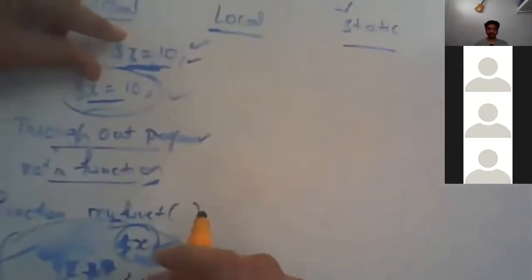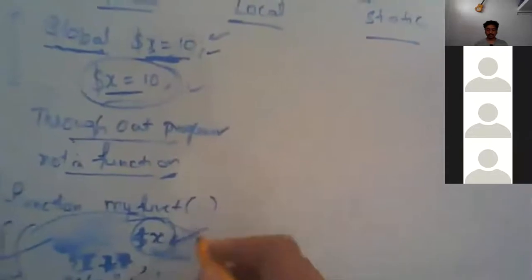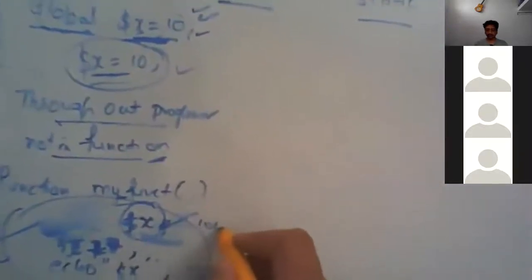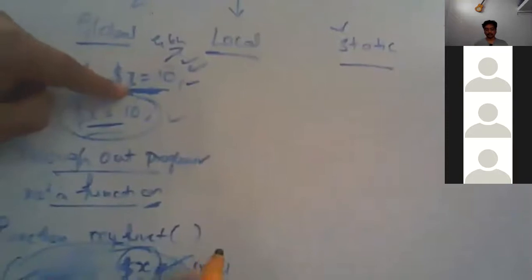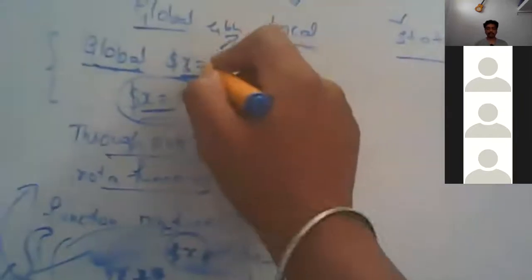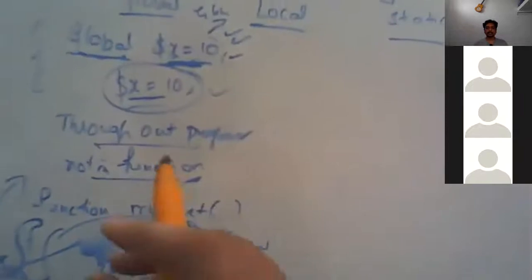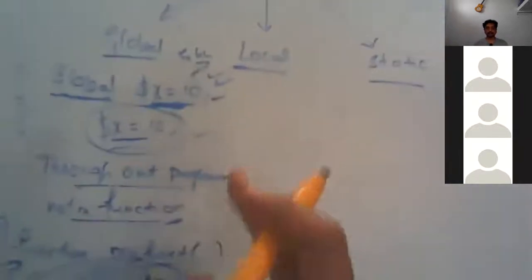Then PHP will consider this x as different from this x. We call this x the local variable and this x the global variable. They are totally different. The x value of 10 is different and this x value is different, because this scope lies within this function, whereas this global x lies throughout the program. This is what the global variable is.